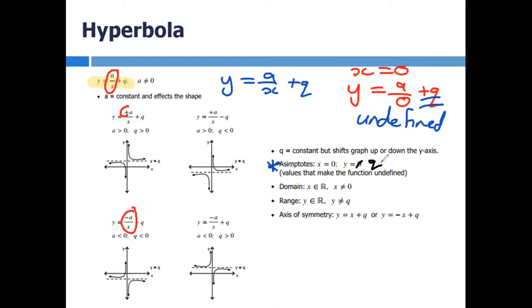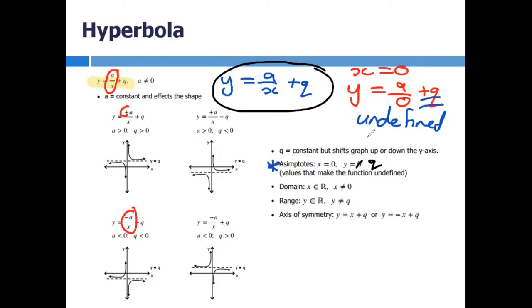Okay. So for grade 10, you've got this format of the equation. In this format of the equation, a over x plus q, your x equal to 0 is always going to be the issue. So that's going to be your first asymptote, x equal to 0, which is your y-axis. The other one is y equal to q. So it's whatever this q value is at the end.